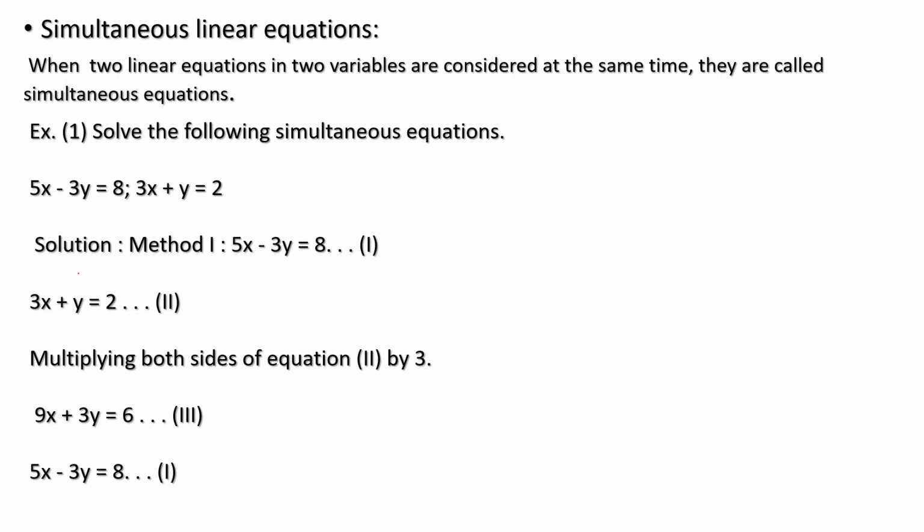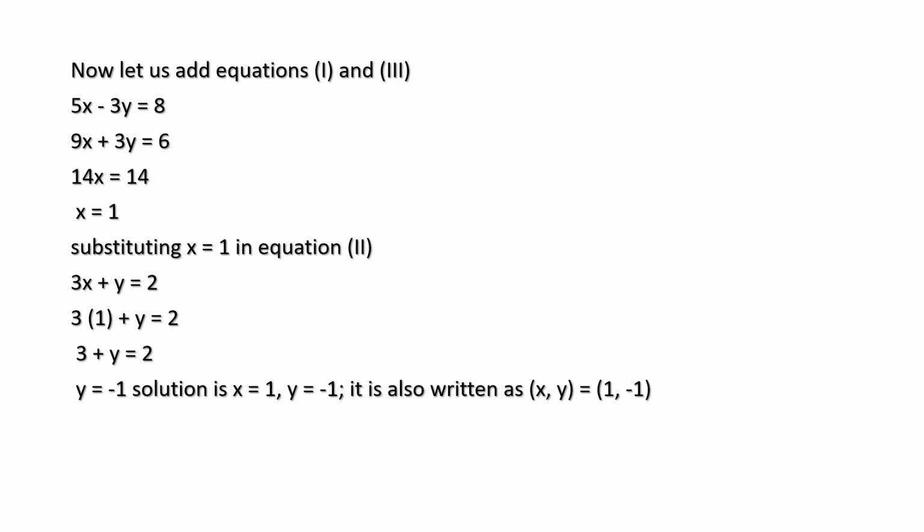So the new equation is 9x plus 3y equal to 6, and this is my equation number 1, 5x minus 3y equal to 8. Now I'll add both these equations. Therefore my plus 3y and my minus 3y will get cancelled, and after adding these two, I'll have 14x is equal to 14. That is my x is equal to 1.